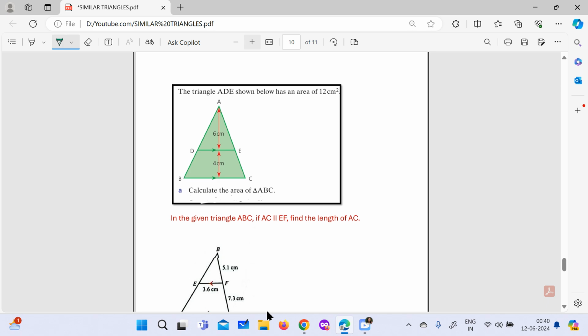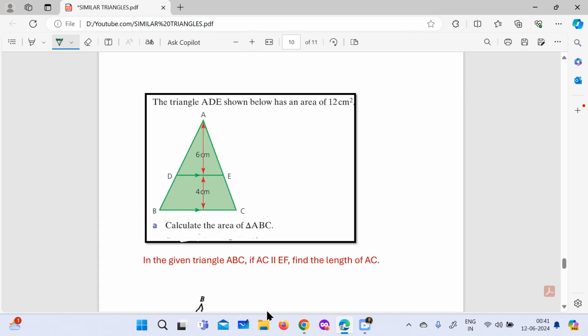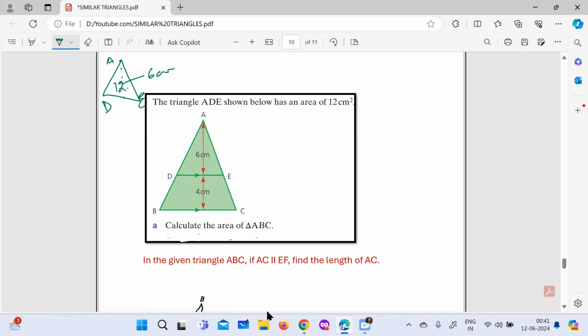Also we have a few more questions over here. Now here you can see that triangle ADE shown below has an area of 12 centimeter square. Okay, so this small triangle, I can draw it here small, ADE. This has got the area of 12 centimeter square, and here we have one length, that is 6 centimeter, the given height. And okay, let me write it another way.